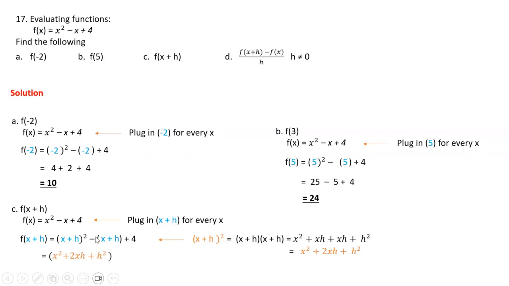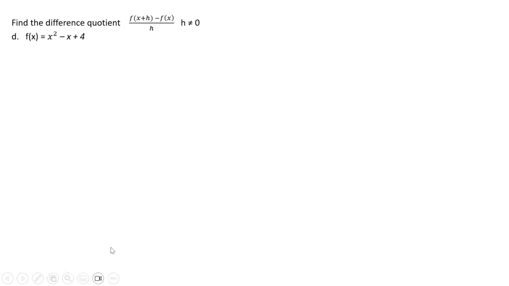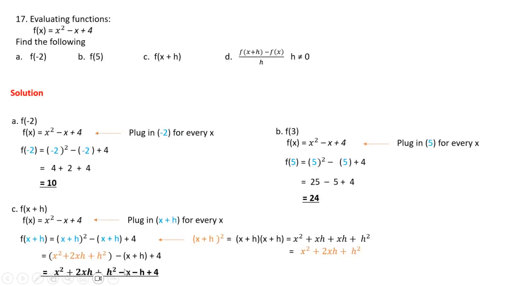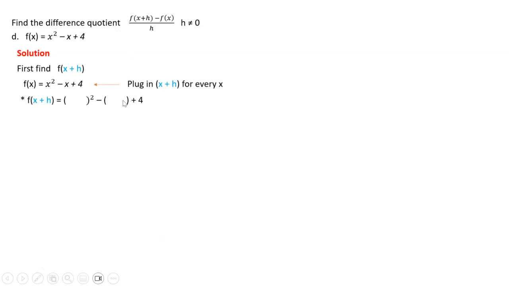Now here we're going to distribute. This is like a negative 1 here. So negative 1 times x will give us negative x. Okay. Let me go back here. This will give us negative x minus h plus 4. So f of x plus h, the result is x squared plus 2xh plus h squared minus x minus h plus 4. Now I'm going to carry this over to D. Remember we got that for D right now. You see I'm doing the same thing as before.